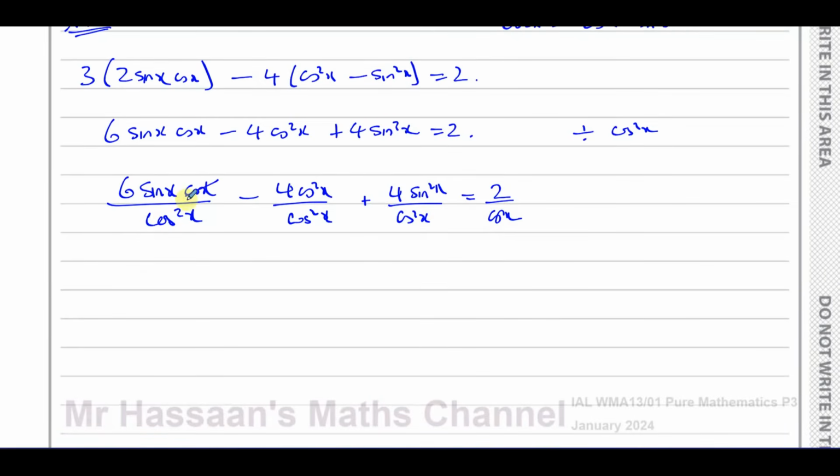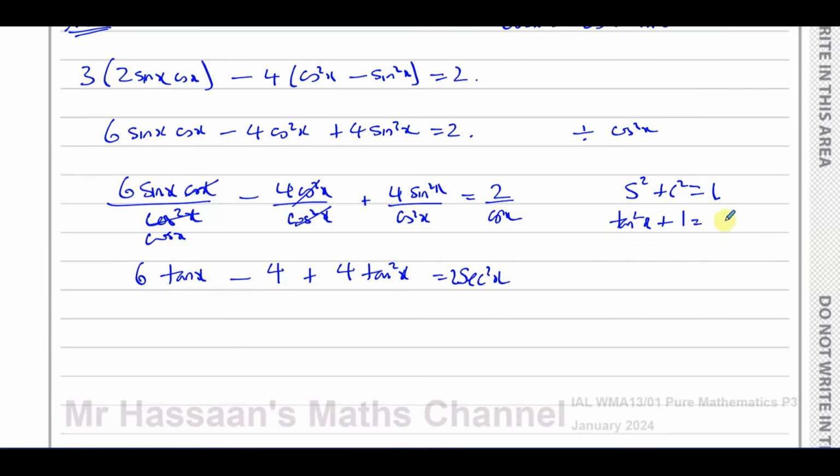Now one of the cosine x's will be cancelled out and I'll be left with 6 tan x, minus 4, plus 4 tan squared x, equals 2 secant squared x. Why is that going to help us? Because I know there's an identity: sine squared x plus cosine squared x equals 1, divided by cosine squared x gives tan squared x plus 1 equals secant squared x. So I can replace the secant squared x with tan squared x plus 1.